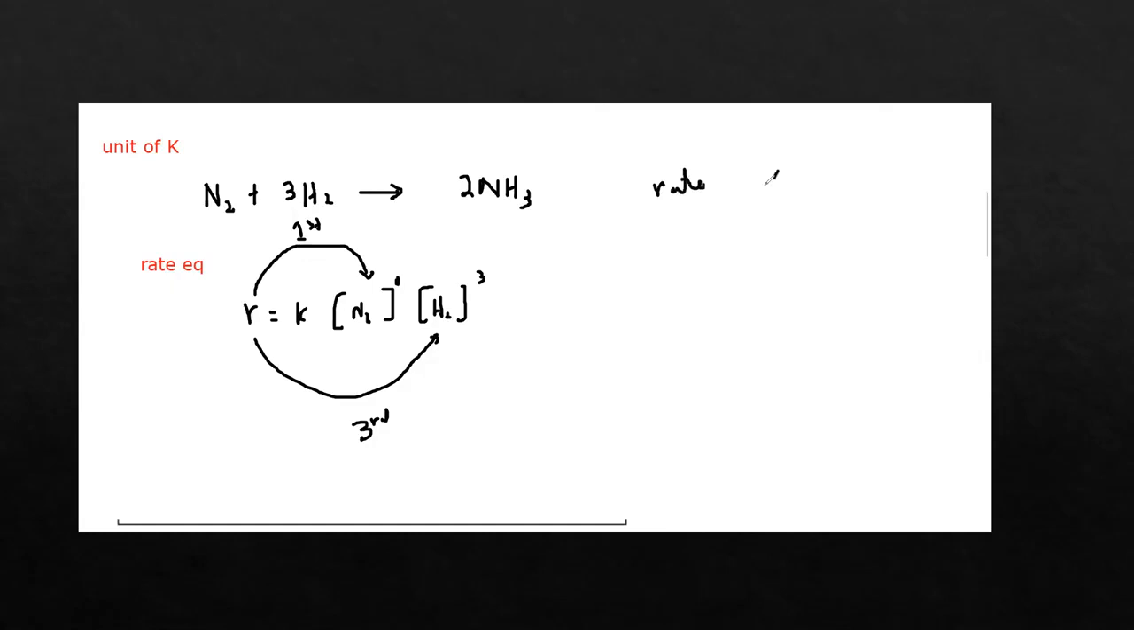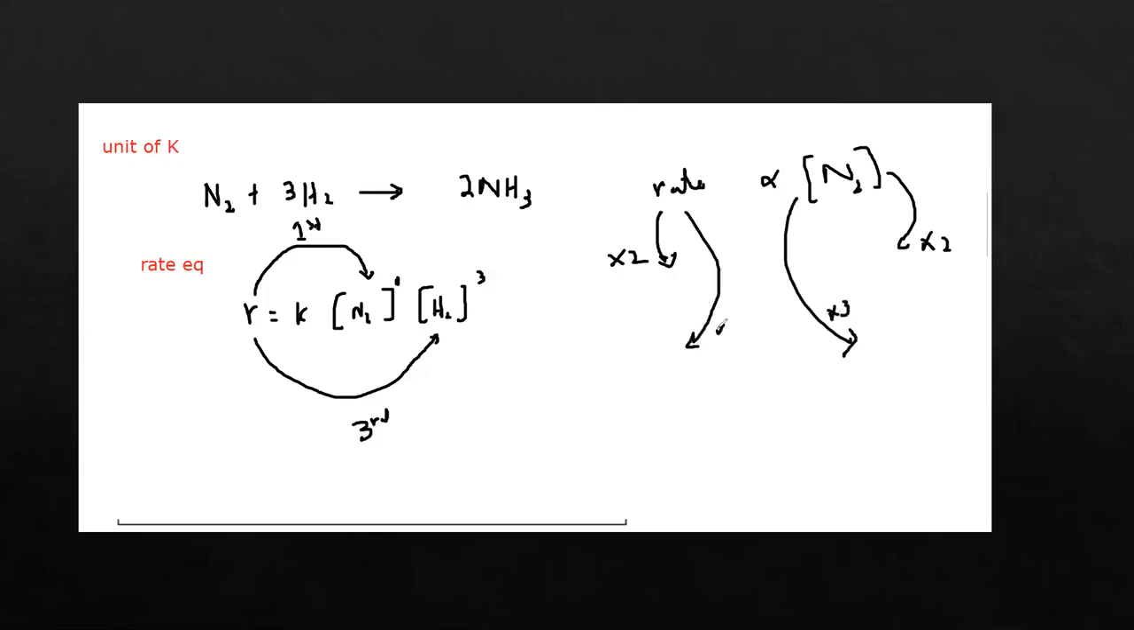For example, rate is proportional to nitrogen concentration. So if I double the concentration of nitrogen, and it is first order, the speed or the rate of the reaction will also be double. If I triple the concentration of nitrogen, the rate will be 3 times. So this is the concept of first order with respect to nitrogen.